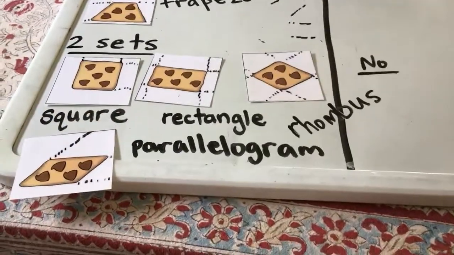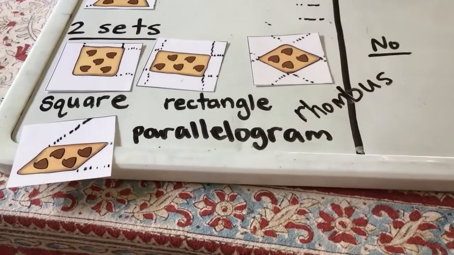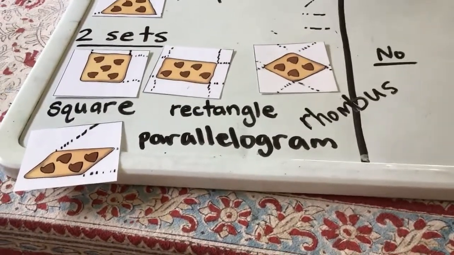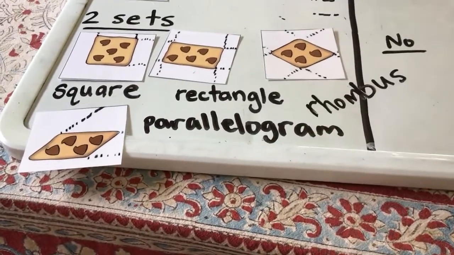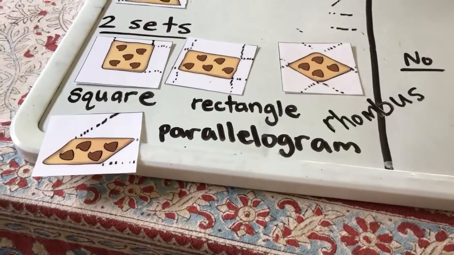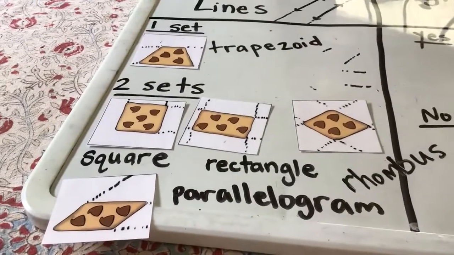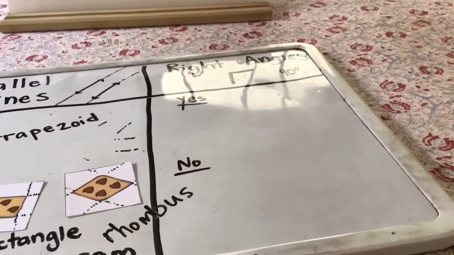So you might be asking yourself, if a square, a rectangle, a rhombus, and a parallelogram all have two sets of parallel sides, why do they look so different, and how can we tell them apart? Well, tomorrow I'm going to show a video where we're going to take these same cookie quadrilaterals and sort them by whether or not they have right angles, and that will give us our next clue.